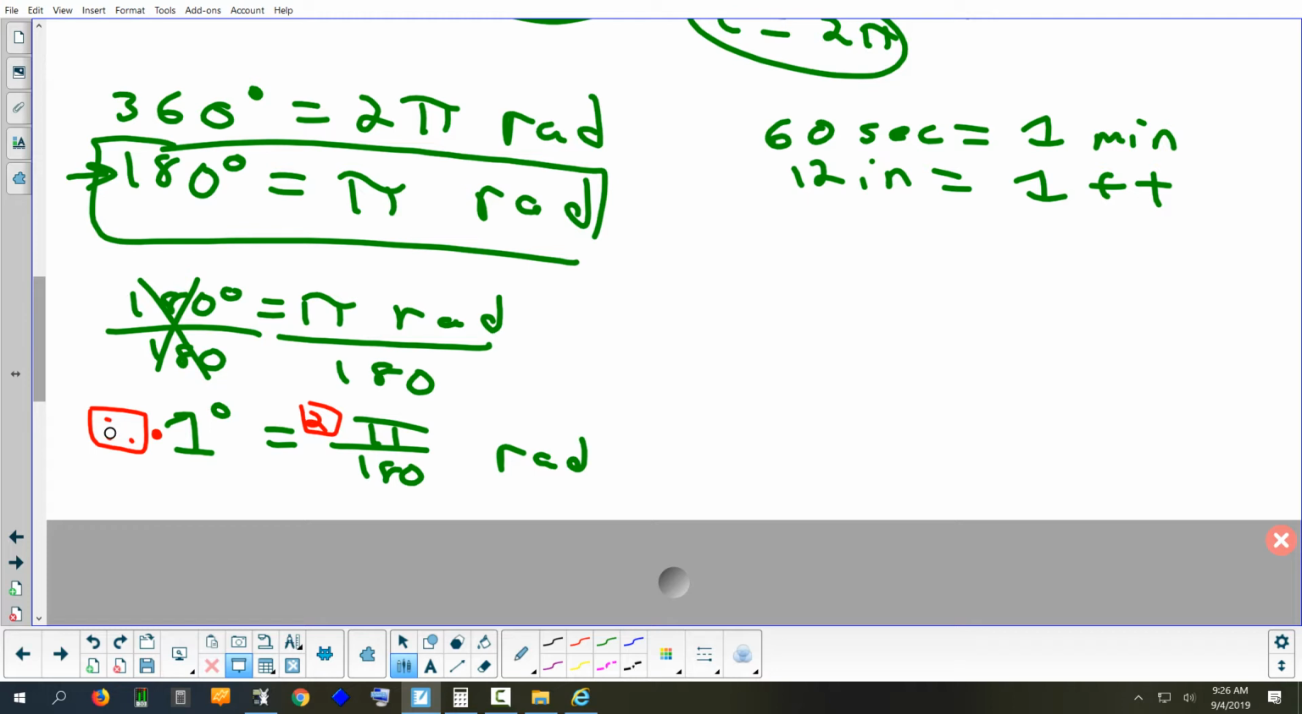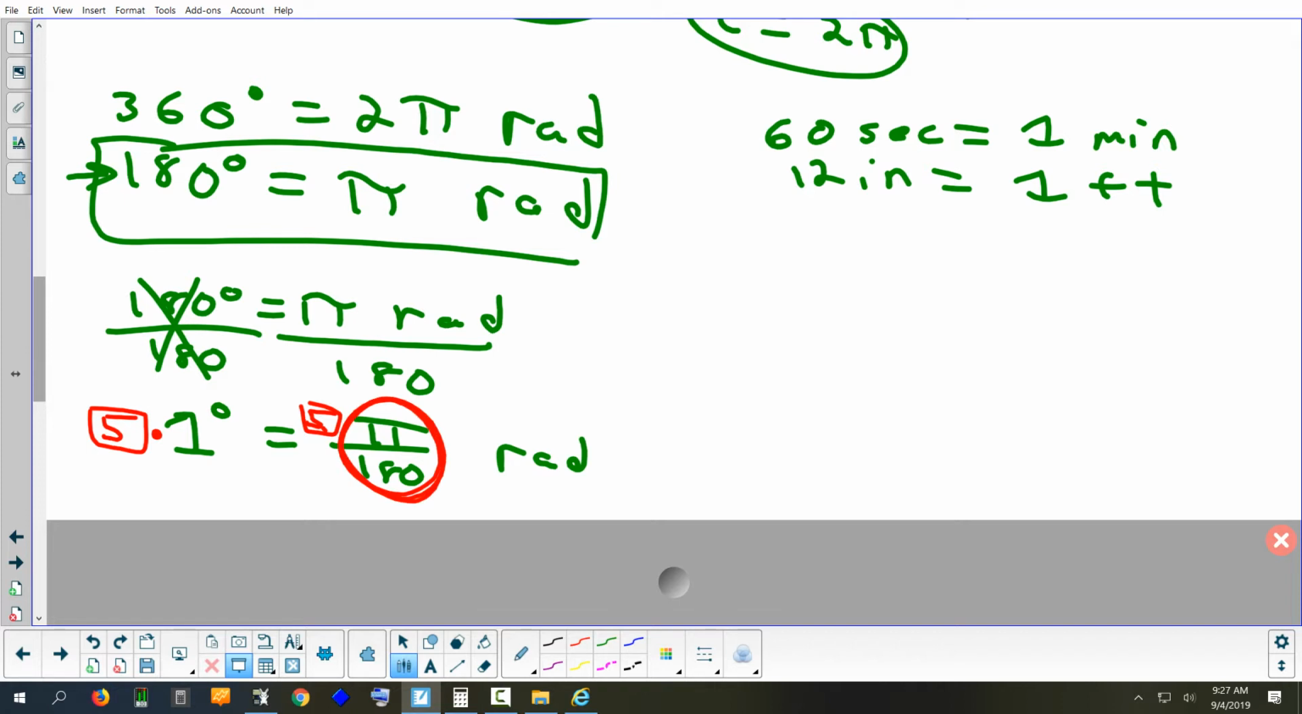How about if I wanted to know how many radians in 5 degrees? What would I do? Times both sides by 5. If you times the left by 5, now you have a formula that says 5 degrees equals, times the right by 5, 5 pi over 180.